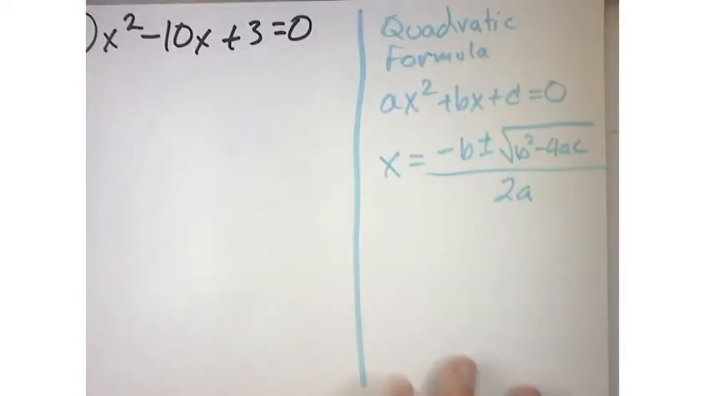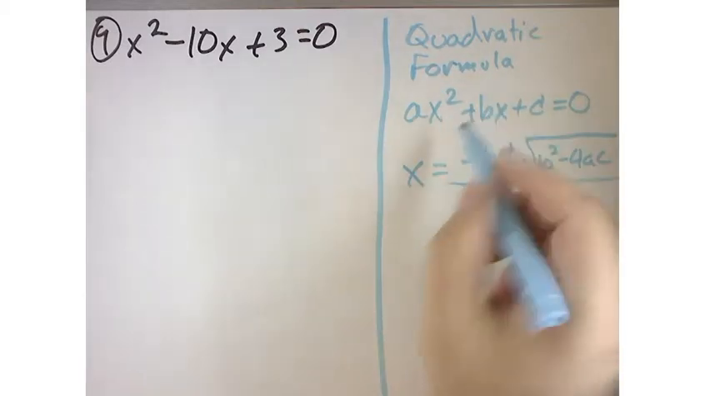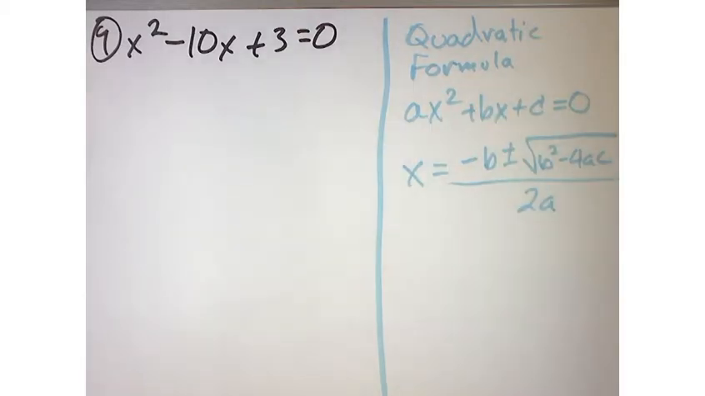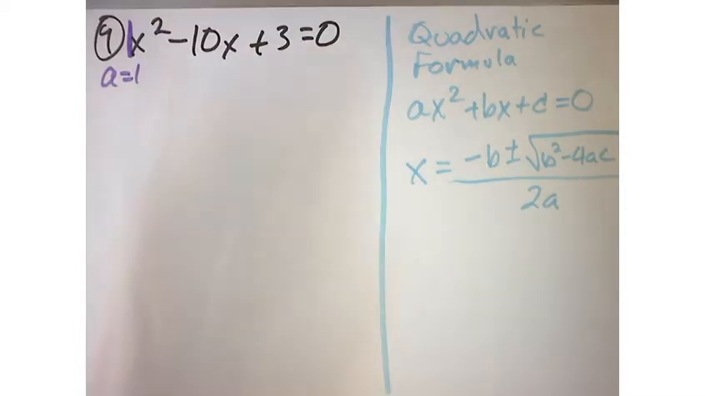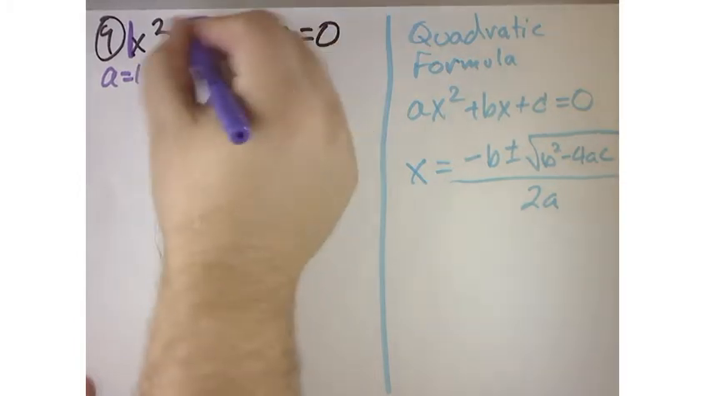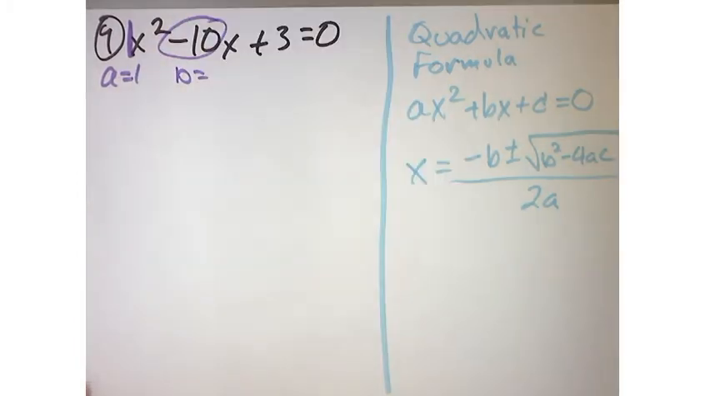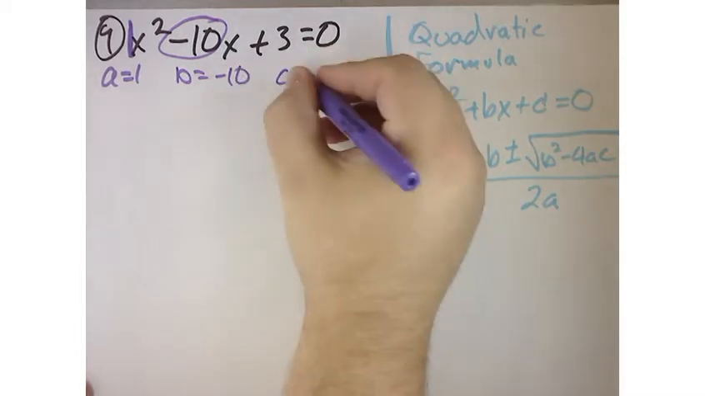So I've got to make sure of a couple of things. One, I've got to make sure first off the bat that it looks like this, that it's set equal to 0 with all the other terms on the other side of the equal sign. Well, it is. And so a is equal to 1 because even though we don't write it down, we have 1x squared. Right? B is equal to the coefficient of the x term, which is negative 10. And then C is equal to positive 3.